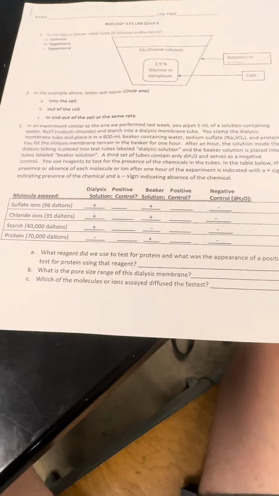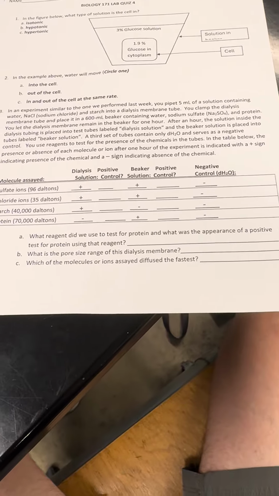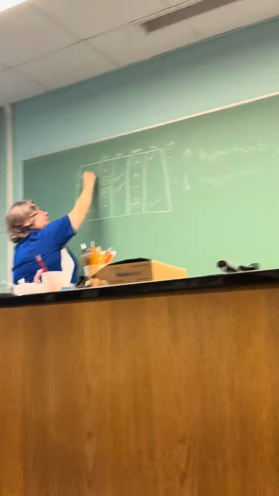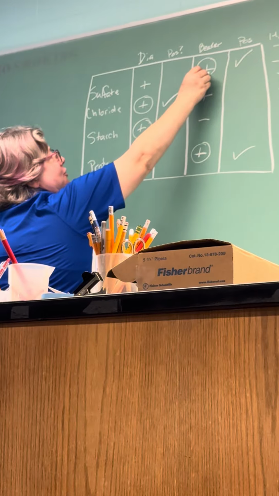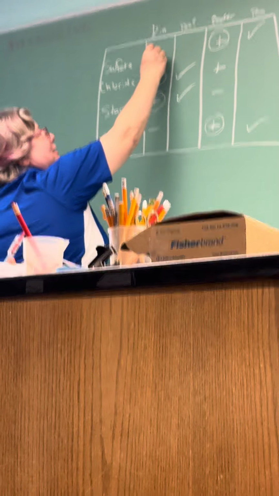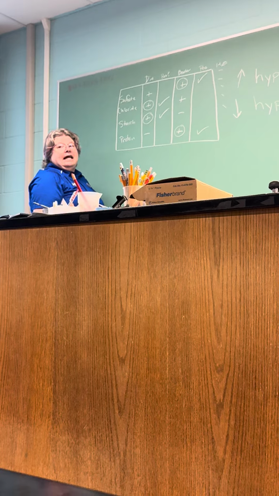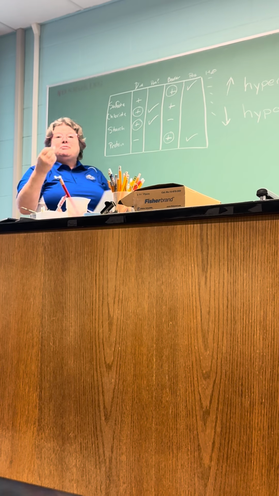Which means, since this one was not a positive control, but it tested positive, that it traveled from here to here. And the same for this one. It was a positive control for the beaker solution, but it wasn't present here to begin with, so it traveled through the membrane as well. Does that make sense? That's how I sort it out. It's easier if you just break it down like that.